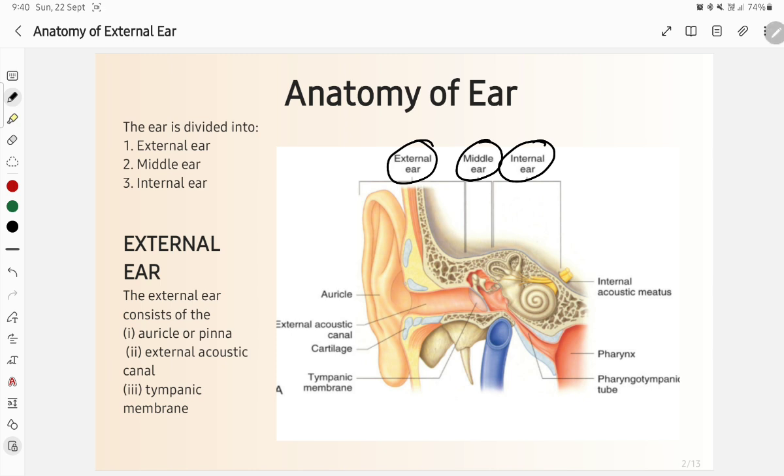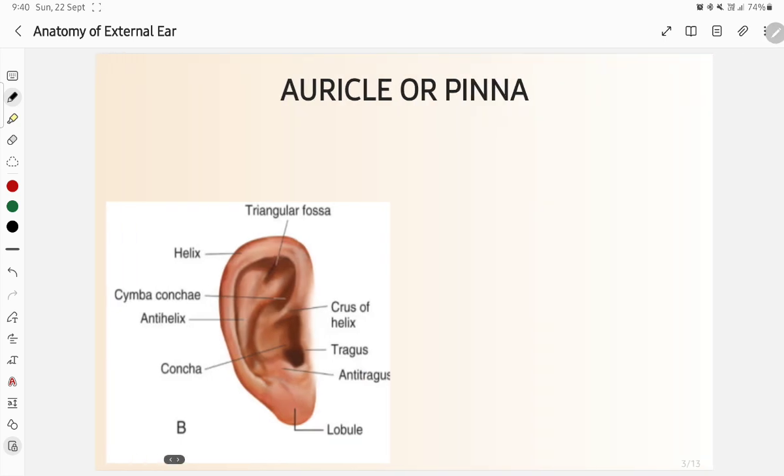External ear consists of the auricle, or very commonly known as the pinna, the EAC and the tympanic membrane. So let's start with pinna. Pinna or auricle is a cartilaginous structure. Now touch your pinna. Is it flexible? Can you move it very easily? Can you fold it very easily? Yes, you can. So what kind of cartilage it would be made up of? You're correct. It is made up of yellow elastic cartilage.